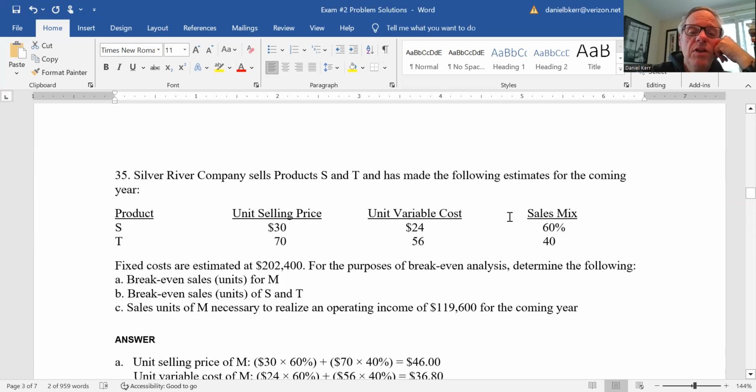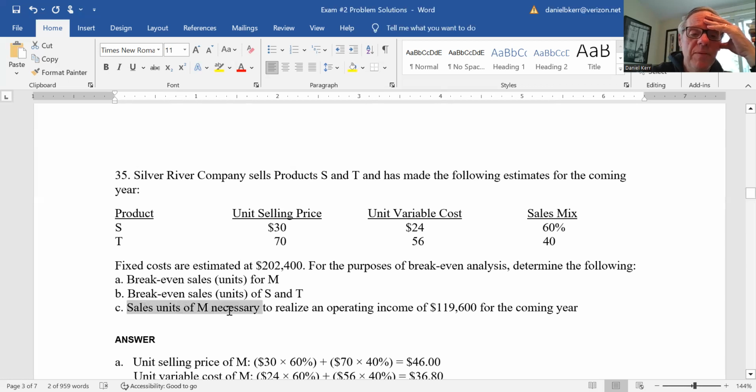Okay, number 3, you manufacture 2 products and you have to get the break-even point for sales. So that's the combined amount of sales for both units. The break-even in sales in terms of the number of units you have to sell for S and T, and then sales necessary to achieve an operating income. So that's a number of you lost points here.